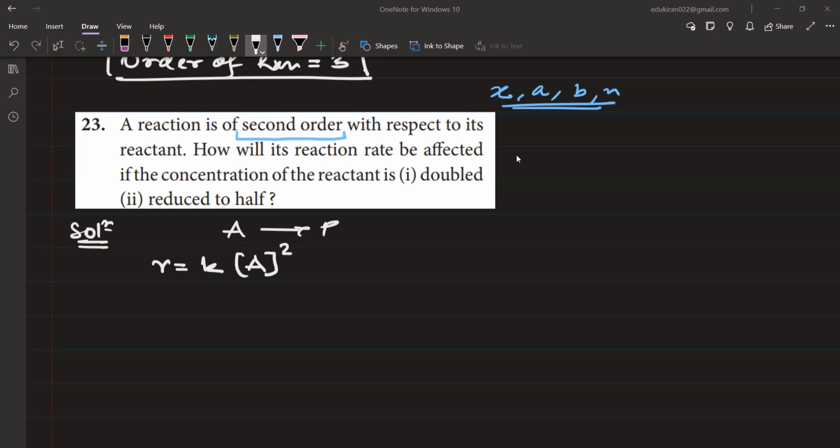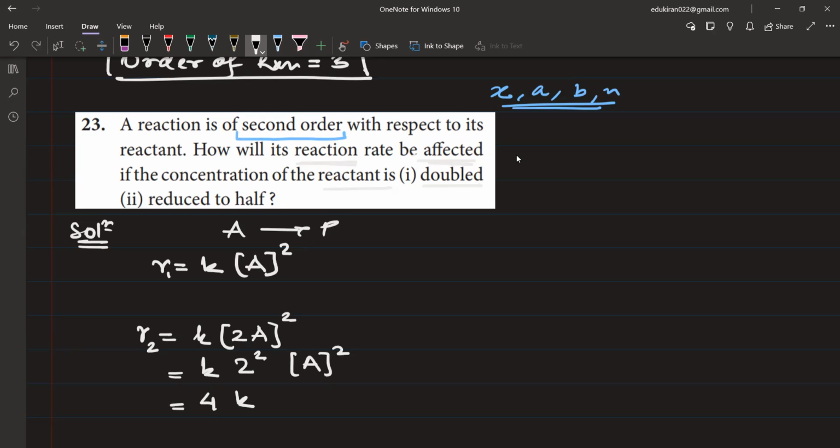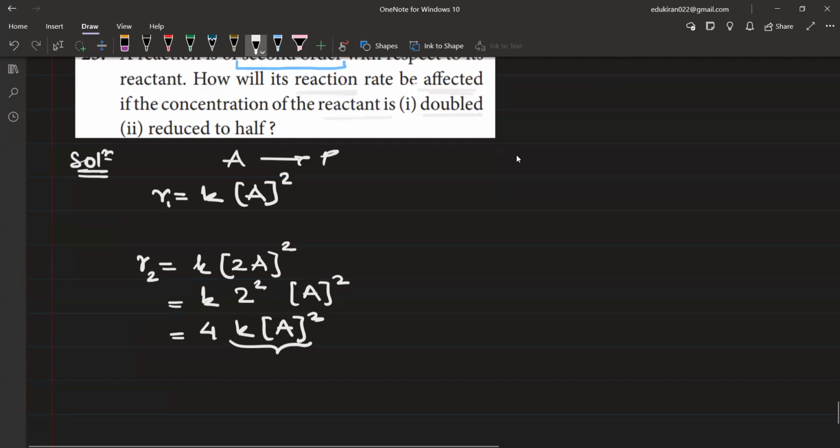Now what they are saying: how will the reaction rate be affected if the concentration of reactant is doubled? Let us see what the rate should be. This one is R1, this is R2, the second rate of reaction. When the concentration of A is doubled, it will be 2A, and the order will be the same, that is 2. This will be equal to K into 2 squared and the concentration of A squared. So I can write this as 4K into the concentration of A squared, and this is nothing but the R1.